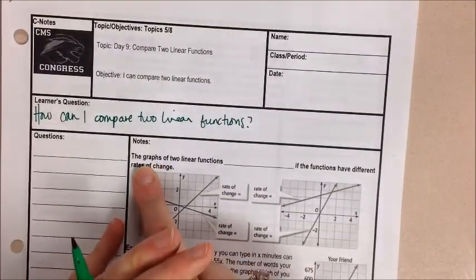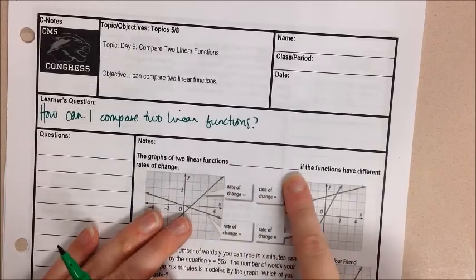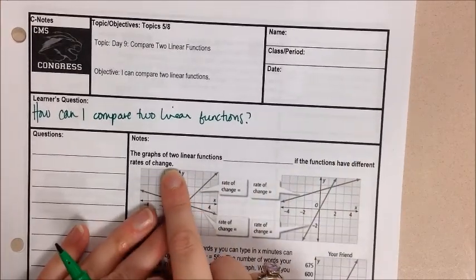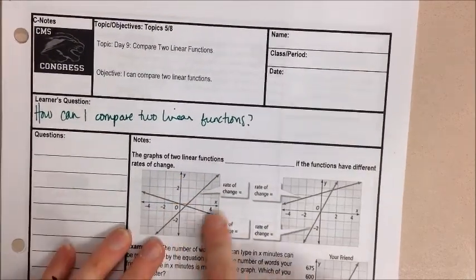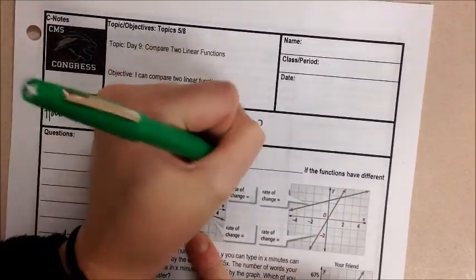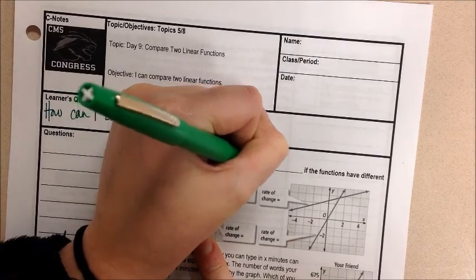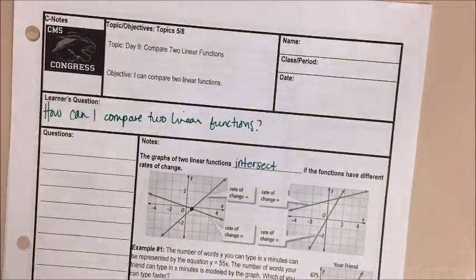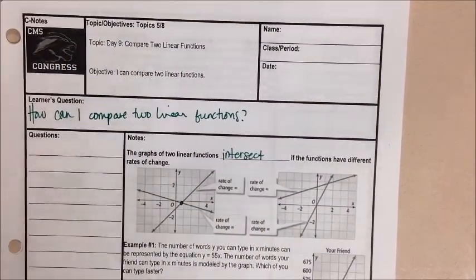Okay, so this first thing says the graphs of two linear functions blank if the functions have different rates of change. Okay, so if you look at this right here, this is called an intersection. So they intersect if the functions have different rates of change. So let's find these rates of change.